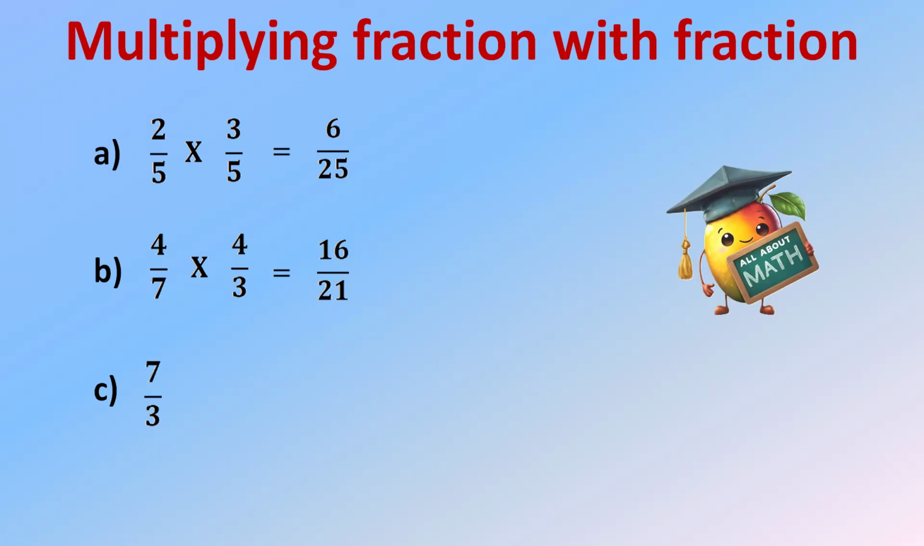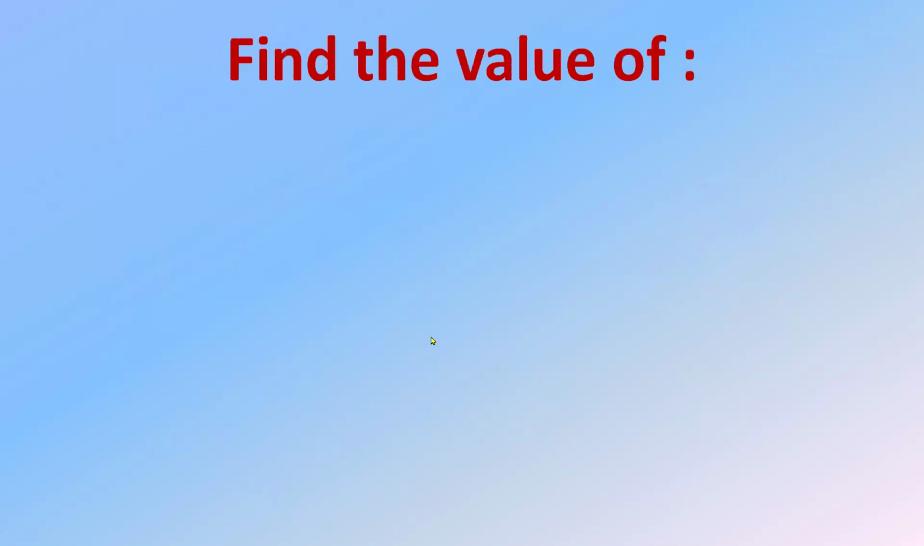C part. 7 by 3 multiply 1 by 5 multiply 2 by 3. Now this time we have 3 fractions, but the rule is exactly the same. Even if we get 3, 4, however many fractions, the rule is still the same. Multiply the numerators: 7 1s are 7, 7 2s are 14. And denominators: 3 5s are 15, 15 3s are 45. So your answer is 14 by 45. You can check whether they come in any table together or not. If not, then it's the lowest or the simplest form. This is your answer.